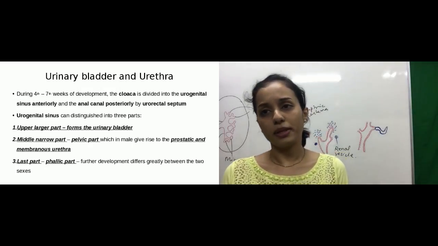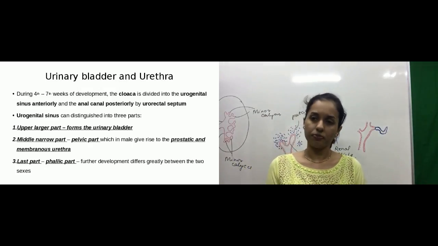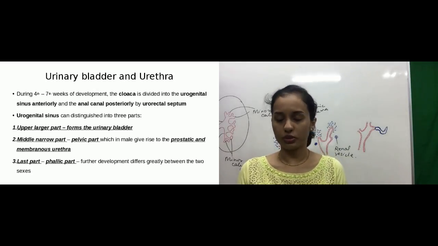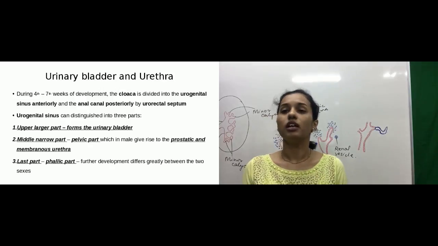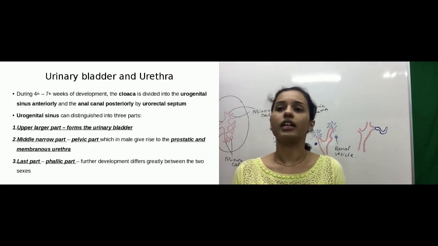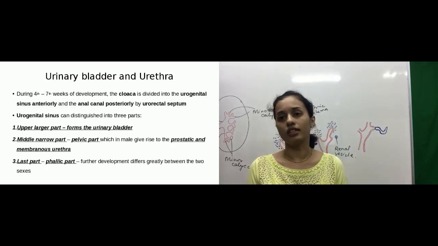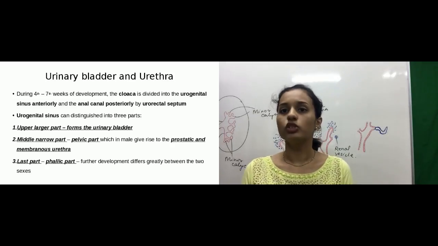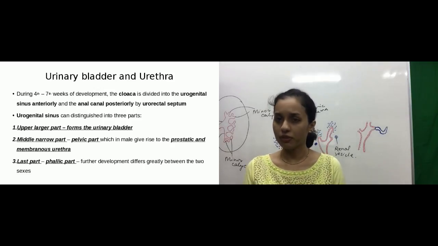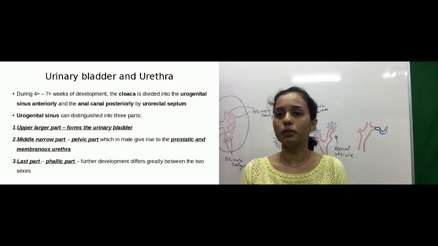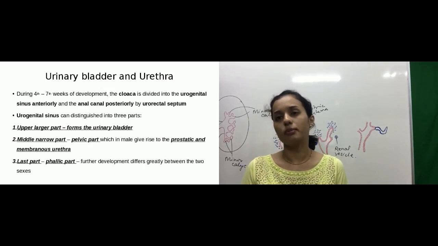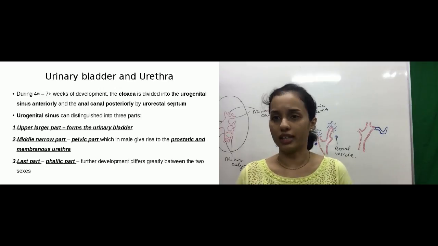Now coming to the development of the urinary bladder and urethra. As I mentioned earlier, both the urinary system and the genital system initially enter into a common cavity called the cloaca, which is at the terminal part of the hindgut. During the 4th to 7th week, the cloaca undergoes division by the formation of a septum called the urorectal septum.